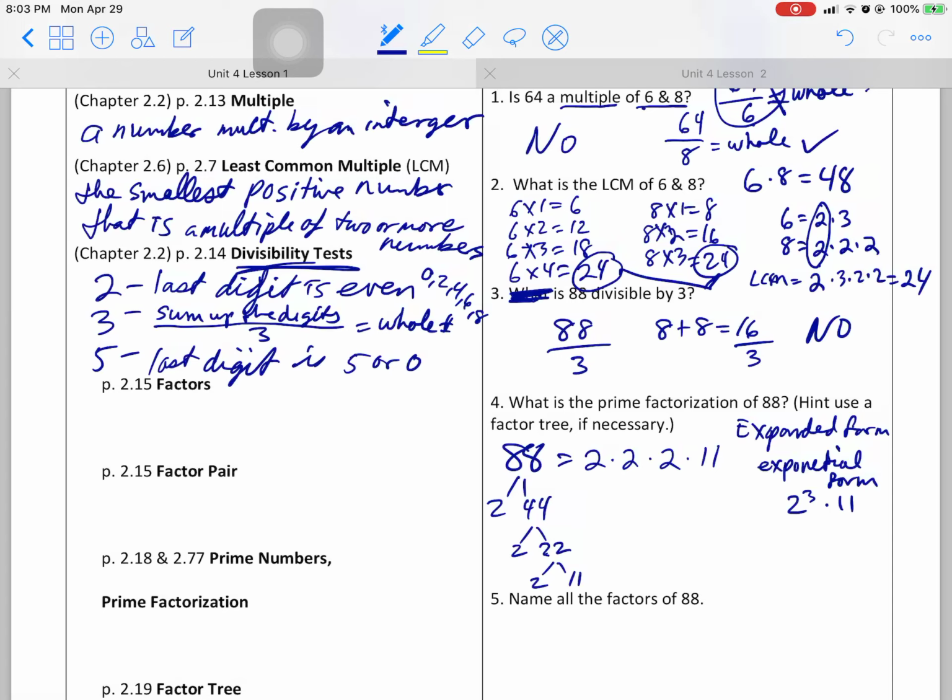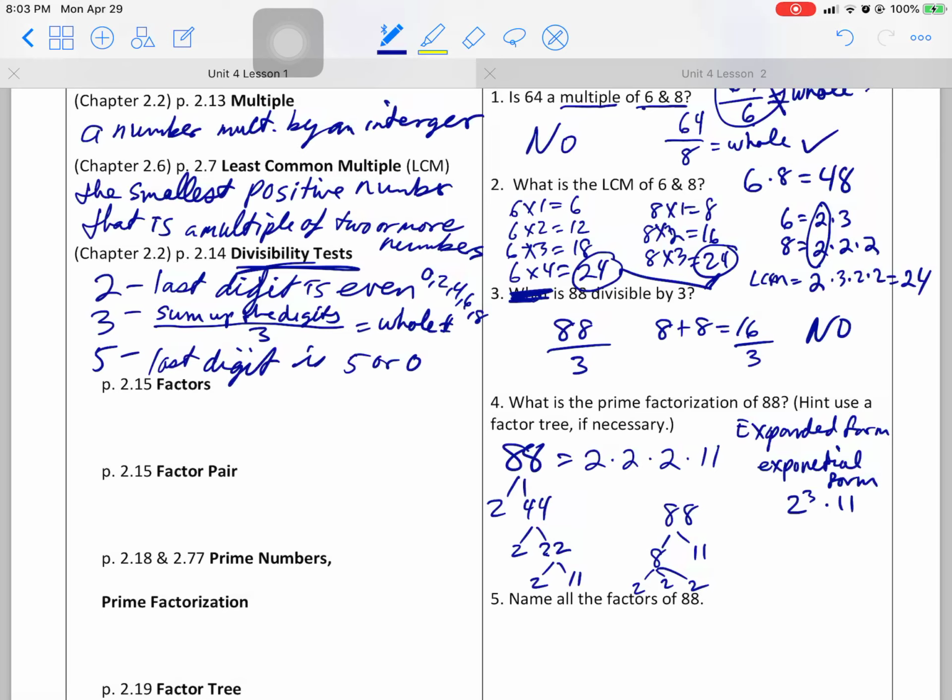I like to make trees. Your tree doesn't have to look like that. Some people, let's see, 88, there's lots of 8s, right? 8 into 88 is 11, but then an 8 is a 2, and another 2. So prime factorization needs prime numbers. 4 is not a prime number.